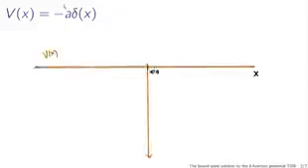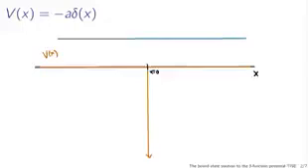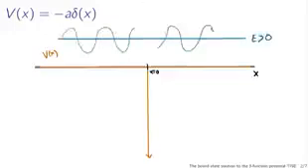What our solutions will look like under these circumstances depends on the energy of the solution. For instance, if we have an energy up here, E greater than 0, then in these regions away from x equals 0, we have traveling wave solutions. We don't know exactly what happens at x equals 0 here, but we know these are going to look like solutions to our free particle potential, which we discussed a few lectures ago.